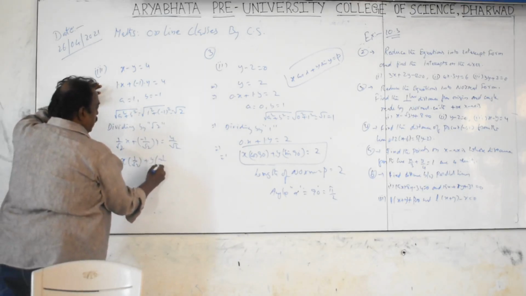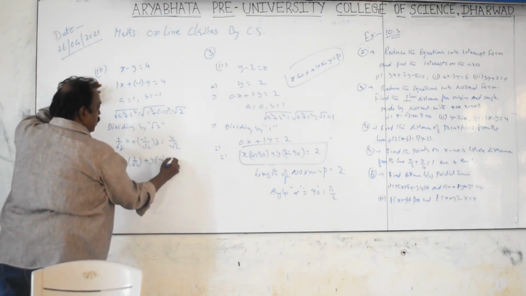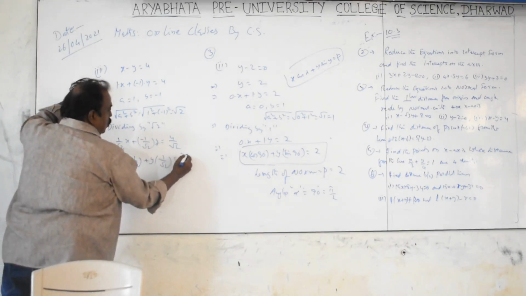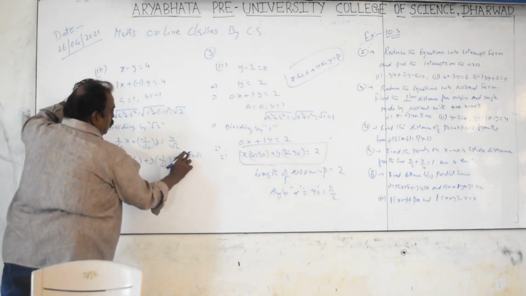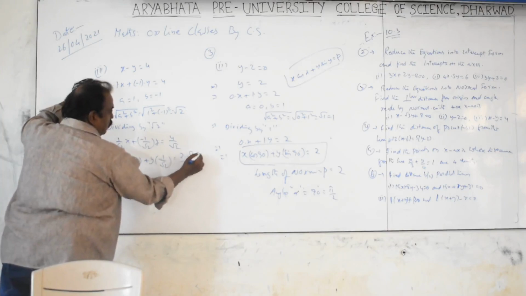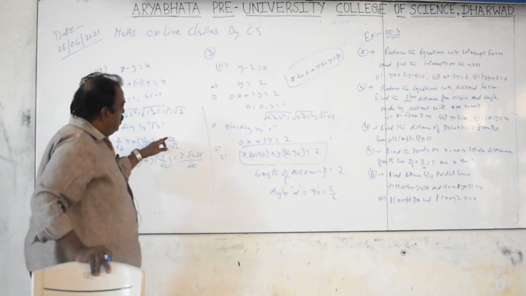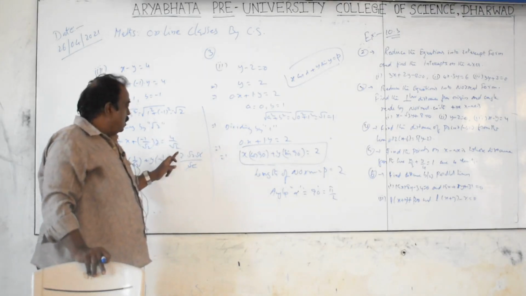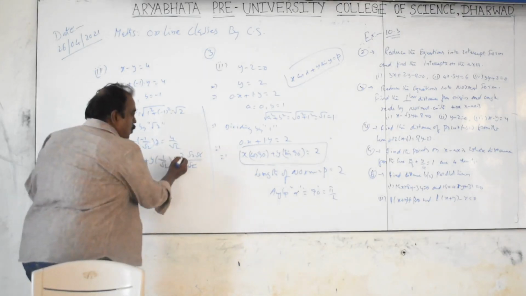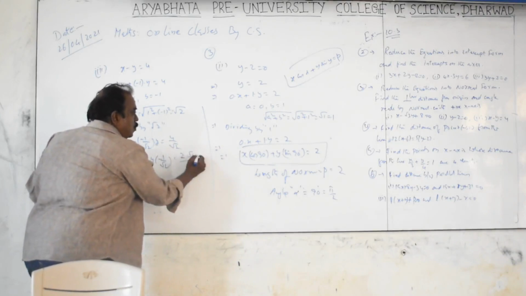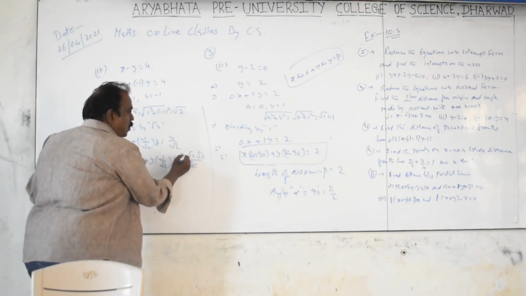It is y of minus 1 by root 2 is equal to 2 into root 2 into root 2. You write like this only, by root 2. Observe me. This 4 is 2 into 2, here also 2 into root 2 into root 2. Root 2 into root 2 is 2, 2 2 is 4. Yes, correct.